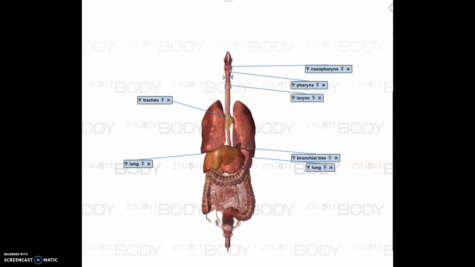Lastly lies the lungs. Their primary function is respiration or breathing, and this is where gas is exchanged.